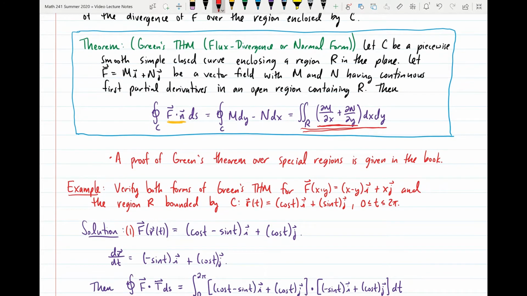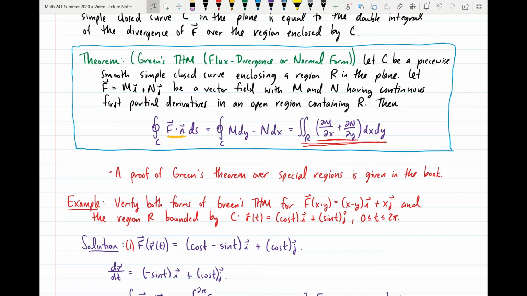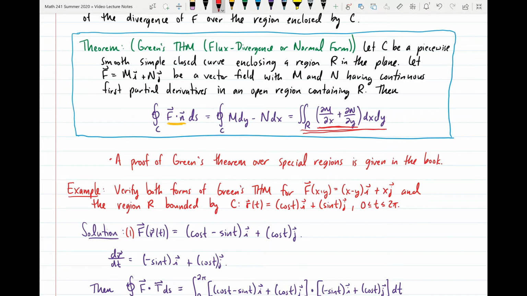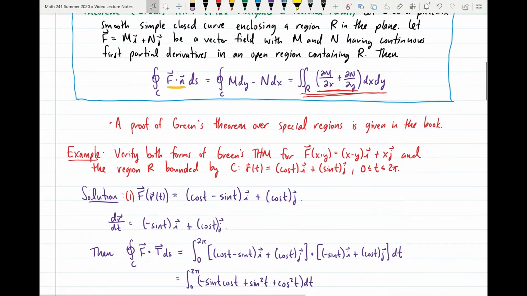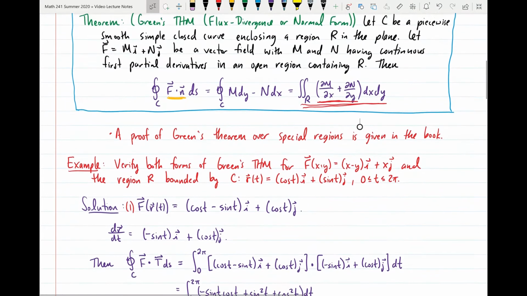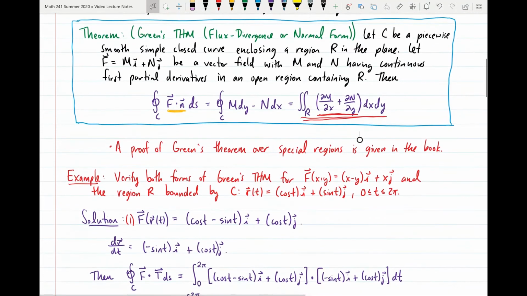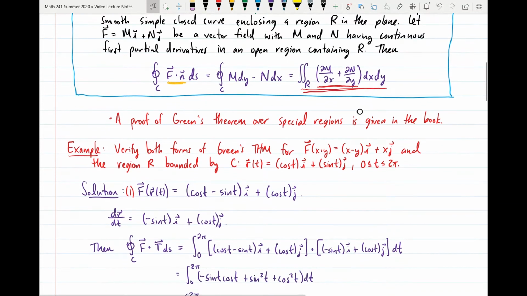So we're integrating the flux density over this region R, and when we integrate, we end up with the value for the line integral of f dot n over our simple closed curve C in the counterclockwise direction. And the book does offer a proof of Green's theorem over special regions in the plane, and the proof is given, I think, at the end of section 16.4, but I don't plan on covering the proof just because the proof is long and it would make this video longer than it needs to be. But if you're interested in the proof, feel free to check it out in the book.